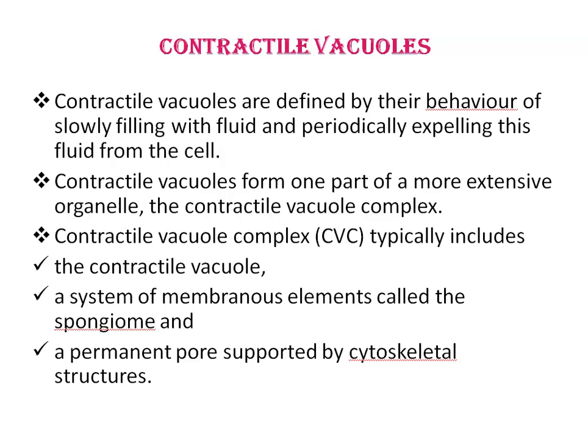Contractile vacuoles form one part of a more extensive organelle, the contractile vacuole complex (CVC). CVC typically includes the contractile vacuole, a system of membranous elements called the spongiome, and a permanent pore supported by cytoskeletal structures, which ensure the expulsion of the fluid at a fixed site on the surface of the cell. Contractile vacuole complexes have usually been implicated in the osmoregulatory competence of the cells.